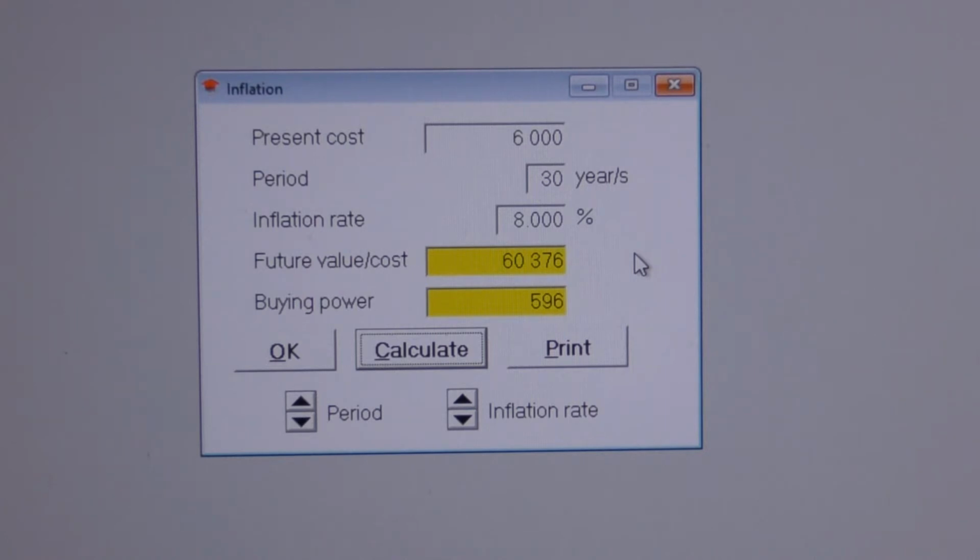Will your current pension be enough, or should you now start putting money away for your future? The calculator also shows that if you put 6,000 Rand under your pillow today and took it out in 30 years' time, it would buy you something for 596 Rand. An item that cost 596 Rand 30 years ago would cost 6,000 Rand today. If we say that the inflation rate on food is more like 10%, then we can use the spin button to increase the rate and all the figures change.